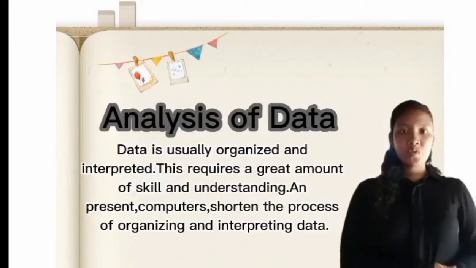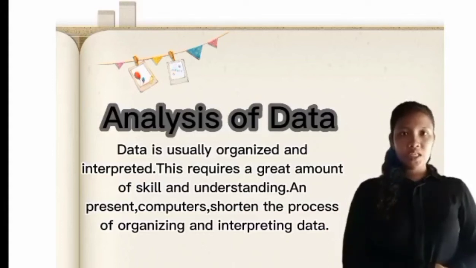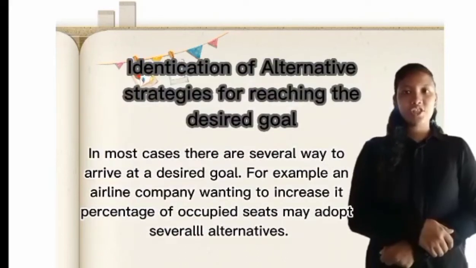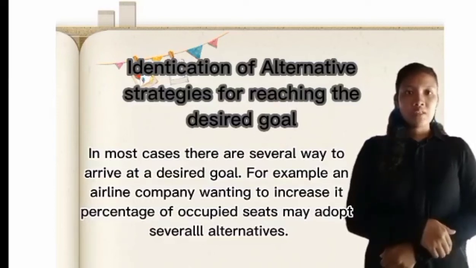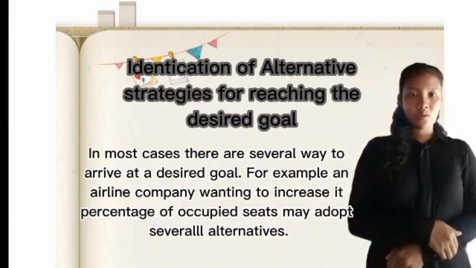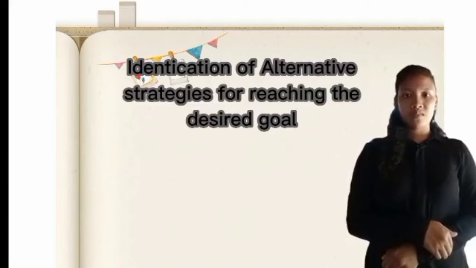Analysis of data is usually organized and interpreted. This requires a great amount of skill and understanding, and present computers shorten the process of organizing and interpreting data. Identification of alternative strategies for reaching the desired goal. In most cases, there are several ways to arrive at the desired goal. For example, an airline company wanting to increase its percentage of occupied seats may adopt several alternatives.